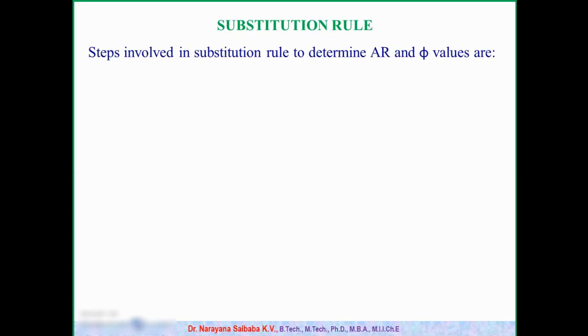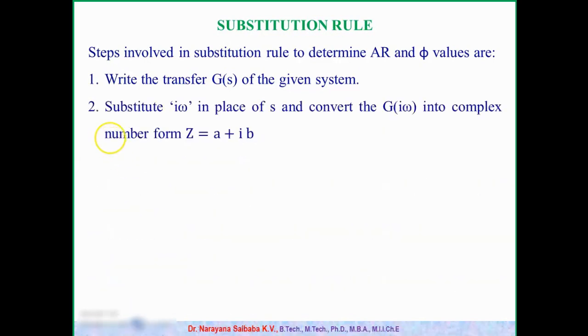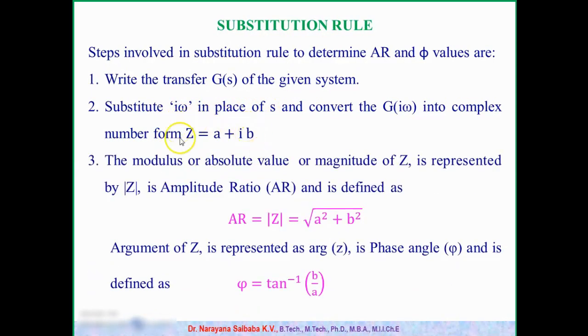It consists of three steps. In the first step, we write the transfer function of the given system. In the second step, we replace all s terms in the transfer function with i omega, and convert the transfer function into complex number form, that is Z equal to A plus iB. In the third step, with the complex number form, the amplitude ratio is the magnitude of the complex number, that is square root of A squared plus B squared, and the phase angle is the argument of the complex number, that is phi equal to tan inverse of B by A.